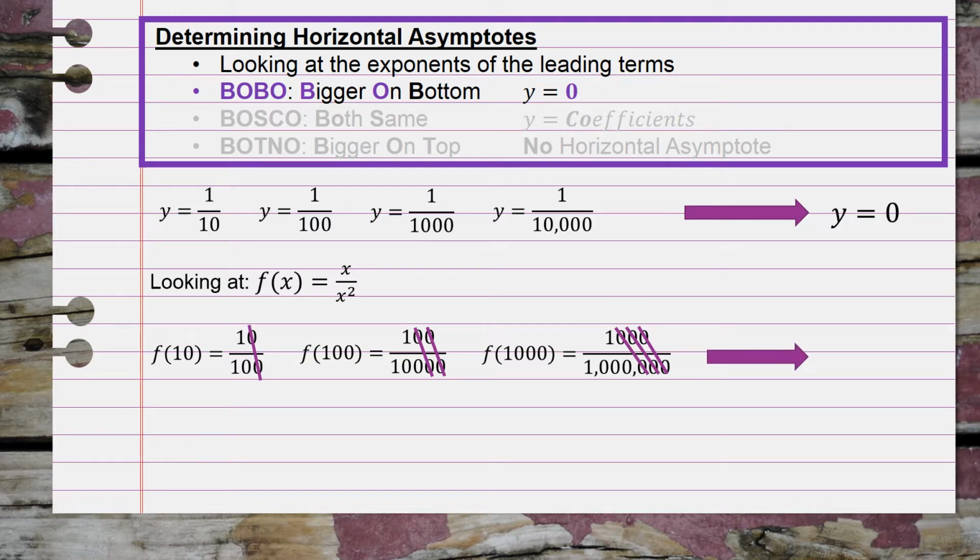But notice, although I keep trying larger and larger values, what's happening to the result? All of them are getting closer and closer and closer to what value? To 0. So that's why if the degree is bigger on the bottom, the ultimate result is getting closer and closer to 0.